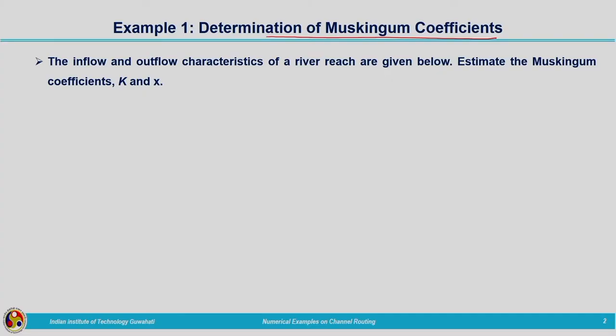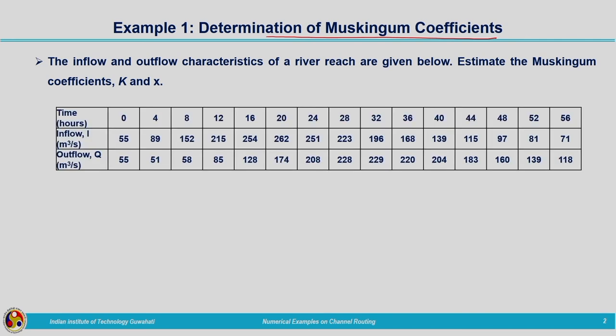The inflow and outflow characteristics of a river reach are given below. Estimate the Muskingum coefficients K and X. These are the details related to inflow and outflow: the variation of inflow with respect to time and also outflow with respect to time is given to us. We need to determine the coefficients K and X. Usually, we have to compute the outflow hydrograph.